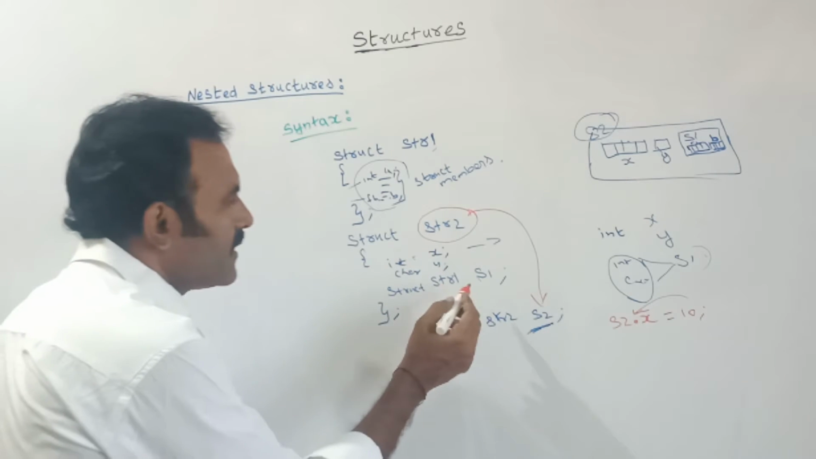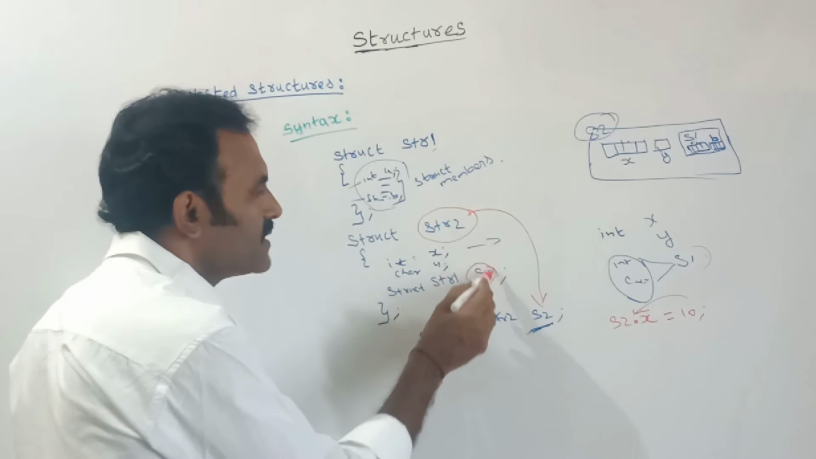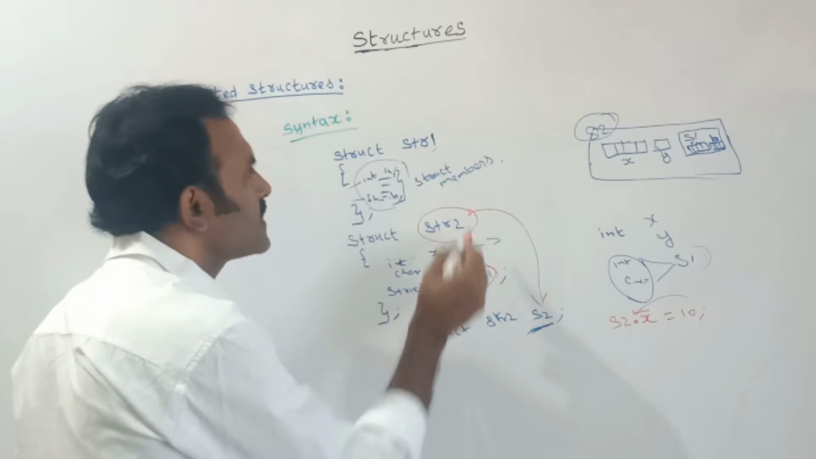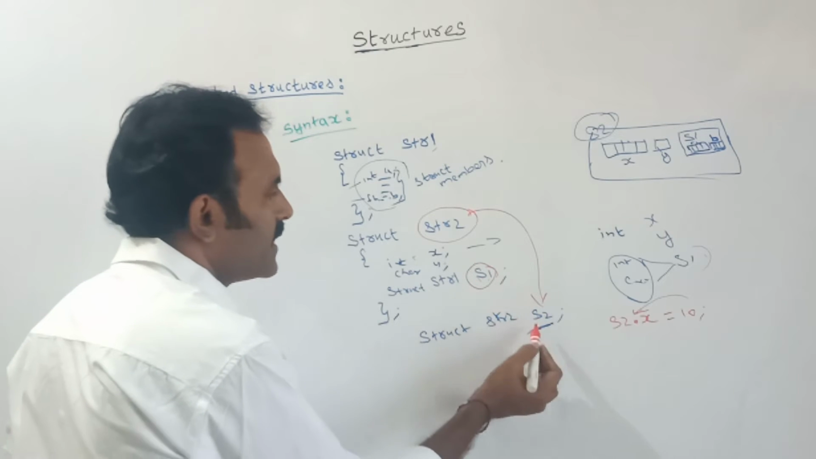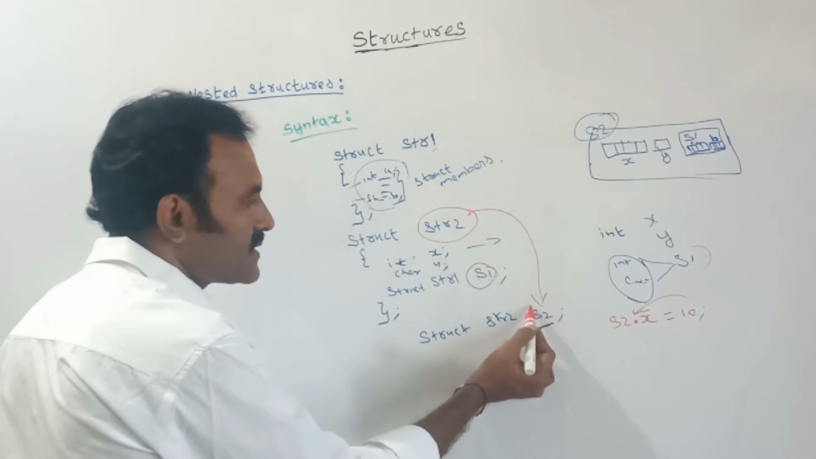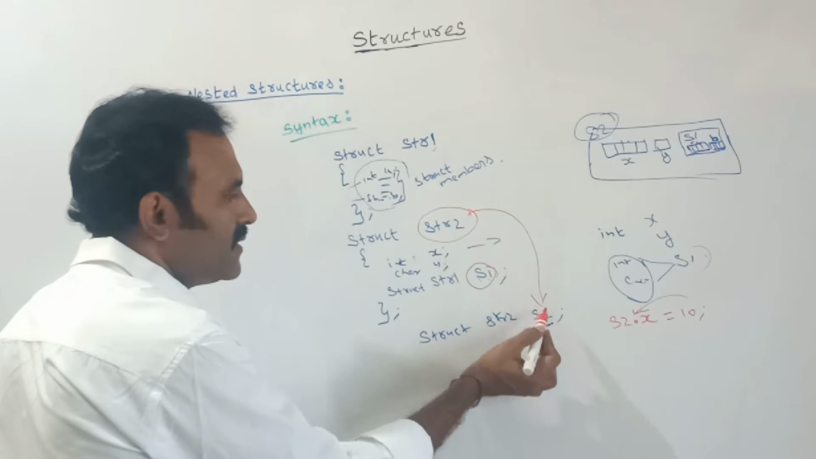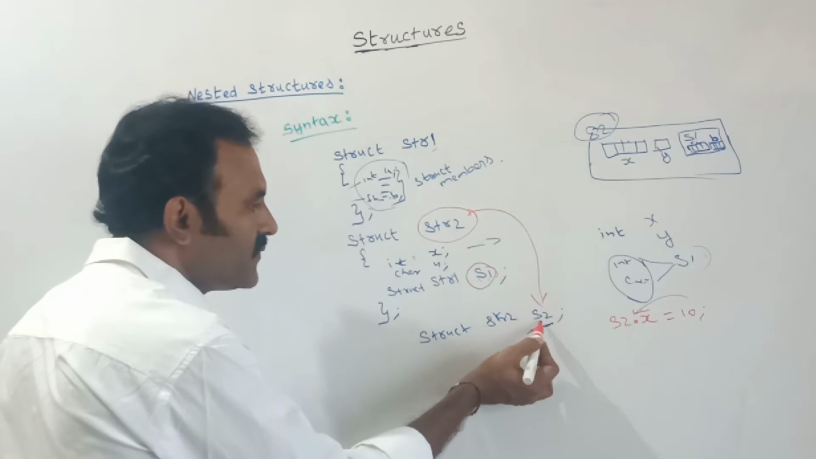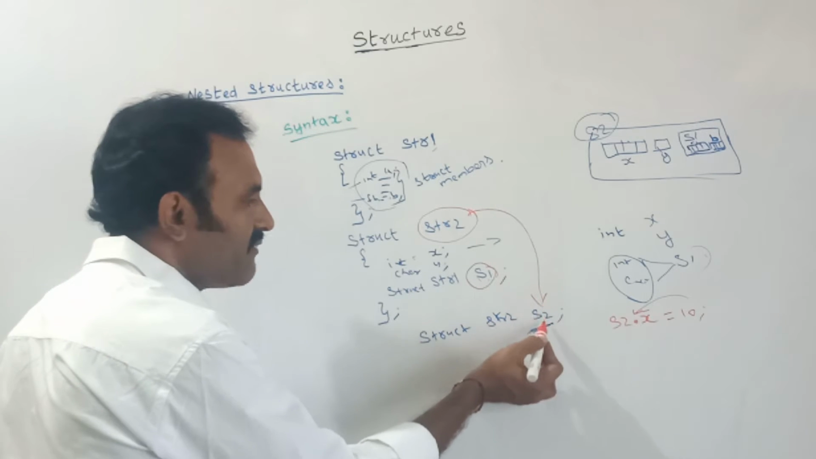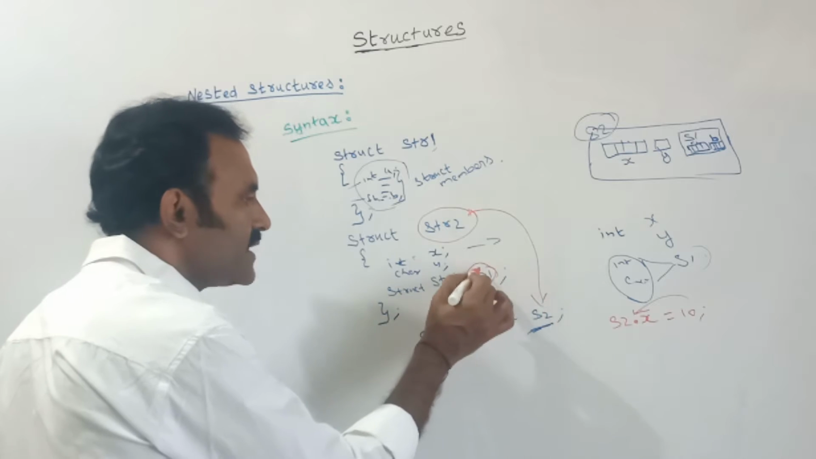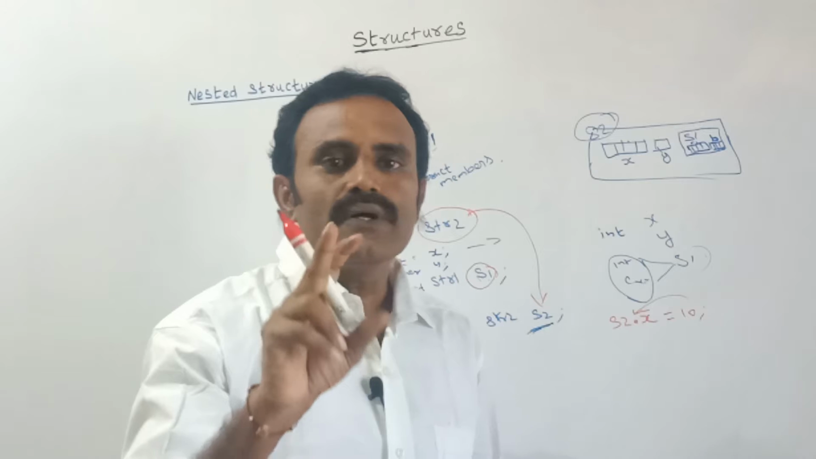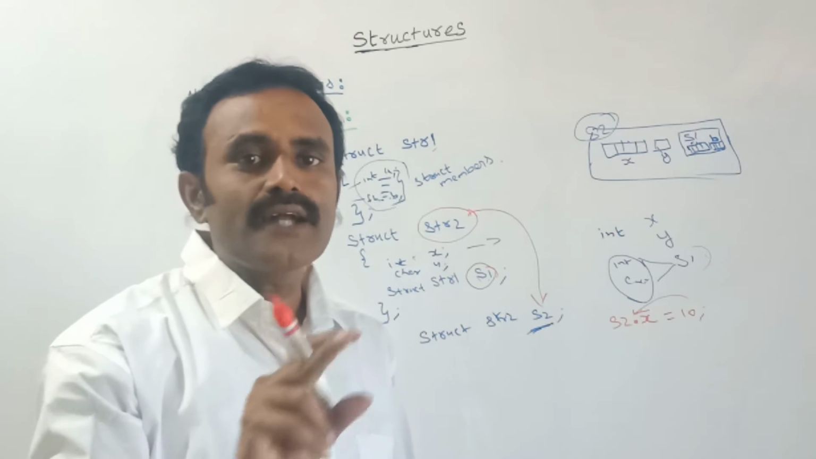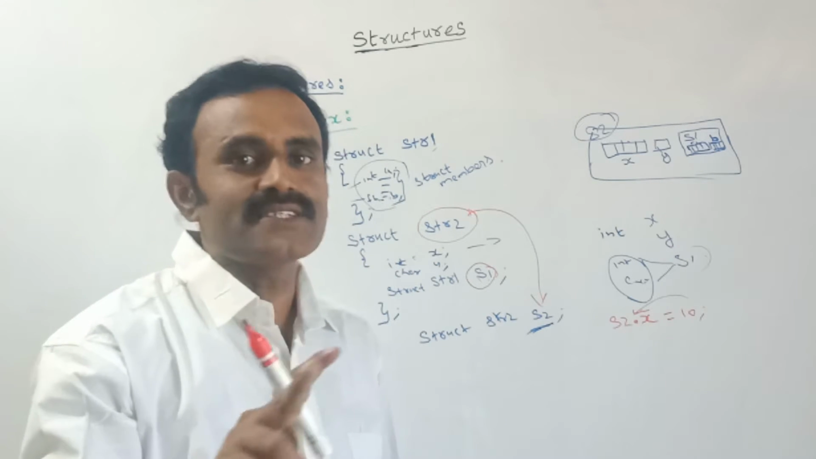Then here we can store the data 10 for this X. Now let us take this S1. This S1 is the structure variable of this str1. Suppose, with the help of this outer structure variable, I want to store some data to this S1, then here I need to use the dot operator twice.